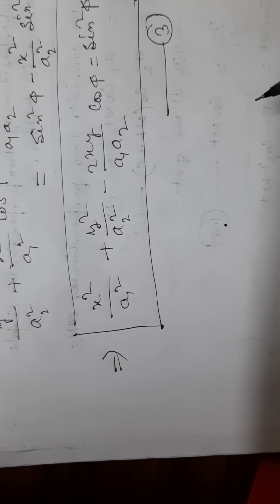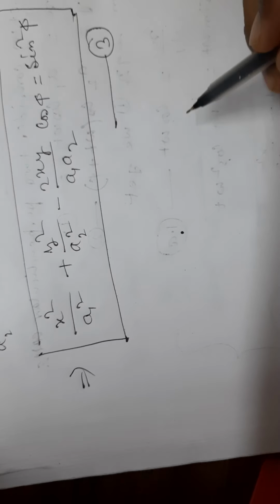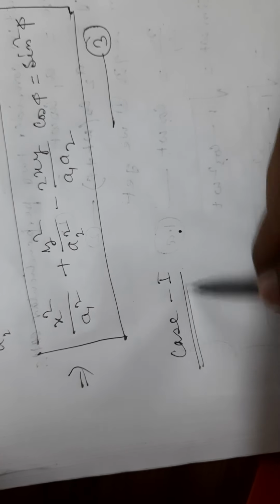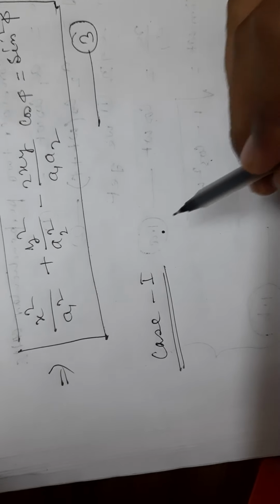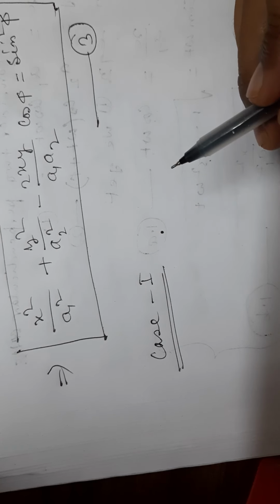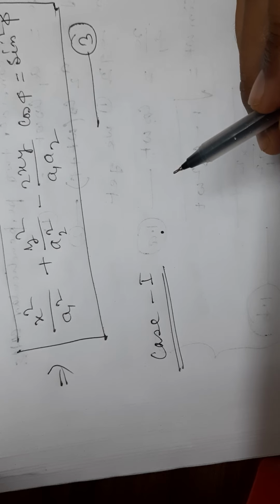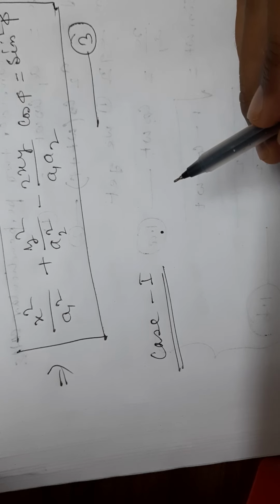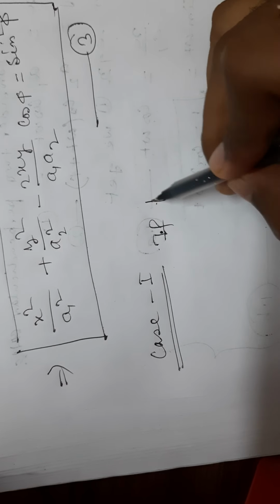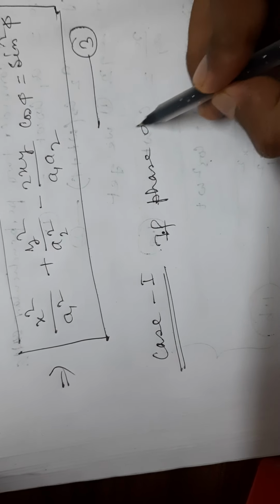Now we discuss some special cases. Case 1: from this result, if the phase difference between the two simple harmonic motions is 0, that is phi equals 0.